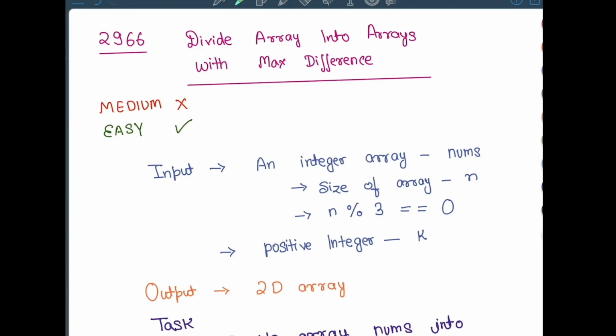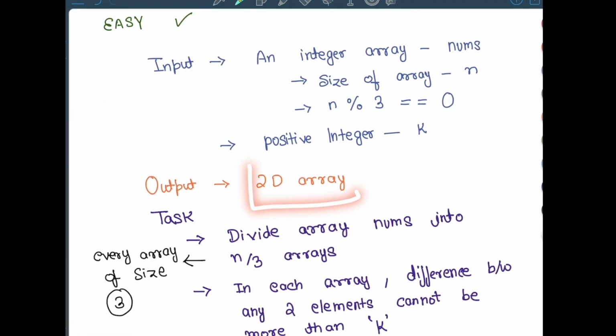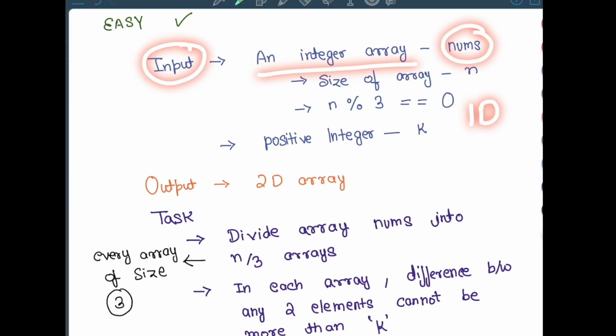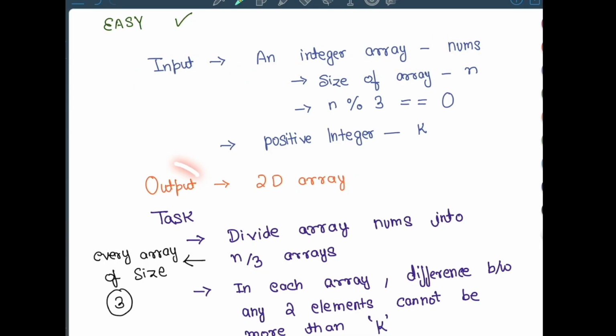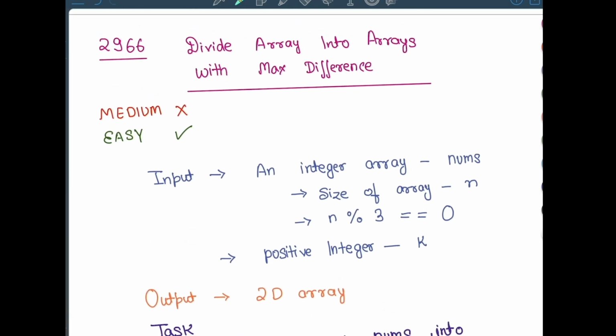We are also given another input, which is a positive integer, and let us call this positive integer k. So we are given a total of two inputs, an integer array nums and another positive integer k. The output which we need to give in the problem is a two-dimensional array. Now the given integer array nums is a one-dimensional array. We need to find a two-dimensional array, and we need to return it as the output. Now if you read the question name again, it is divide your integer array nums into arrays, that is multiple arrays with max difference.